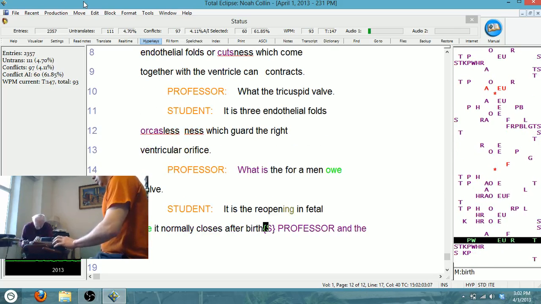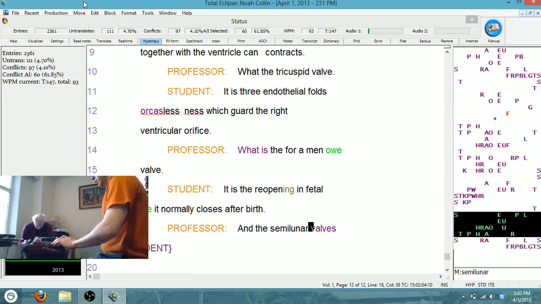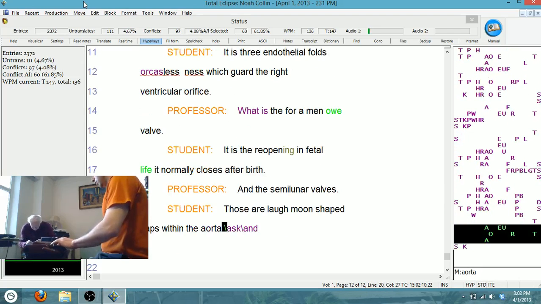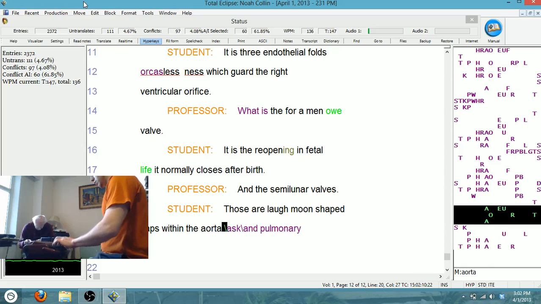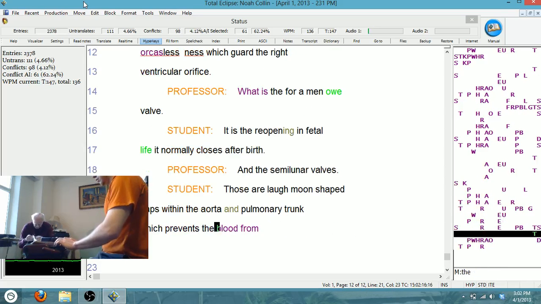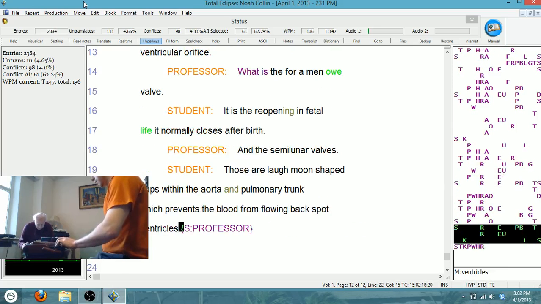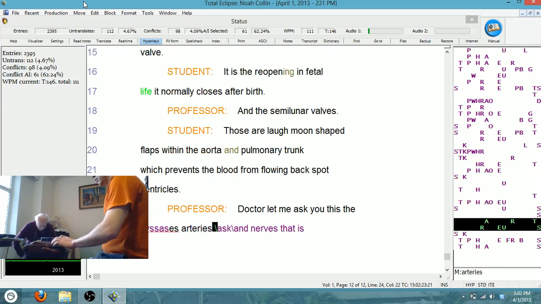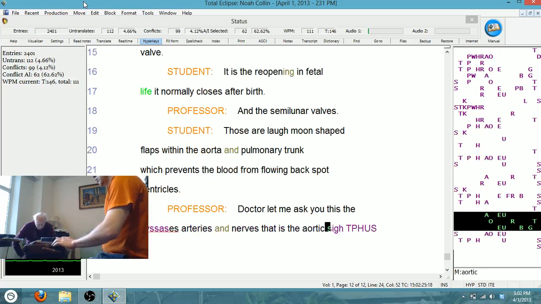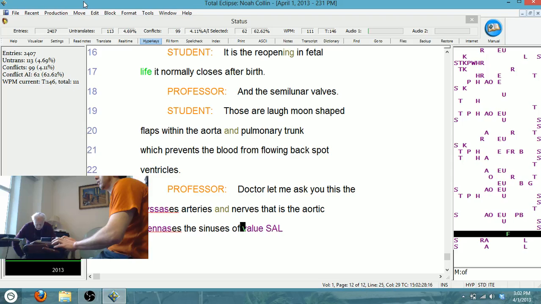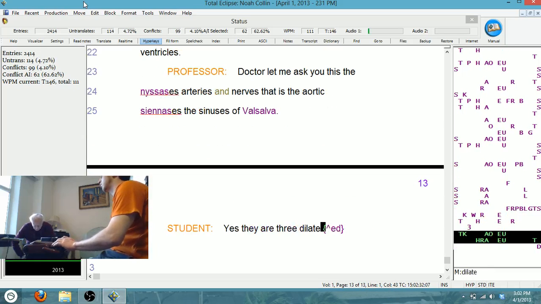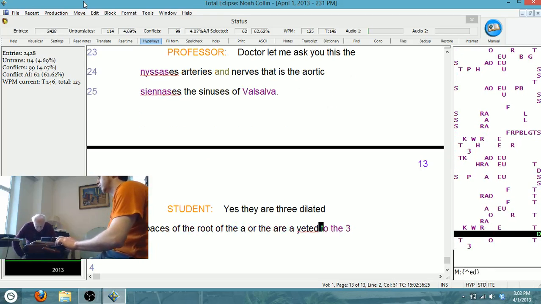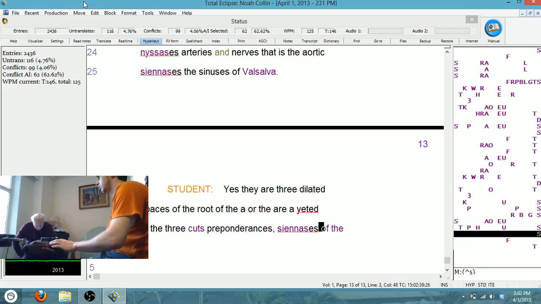And the semilunar valves? Those are half-moon-shaped flaps within the aorta and pulmonary trunk, which prevent the blood from flowing back into the ventricles. Doctor, let me ask you this. The aortic sinuses, the sinuses of Valsalva? Yes, they are 3 dilated spaces of the root of the aorta related to the 3 cusps of the aortic valve.